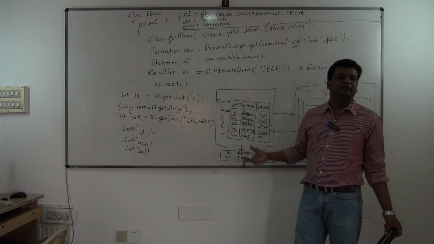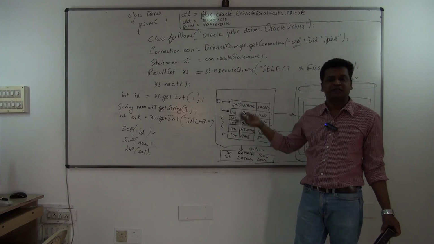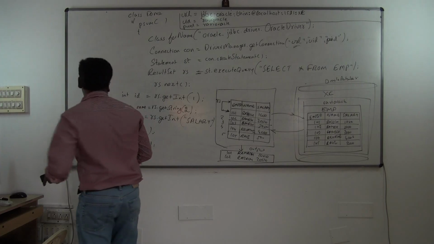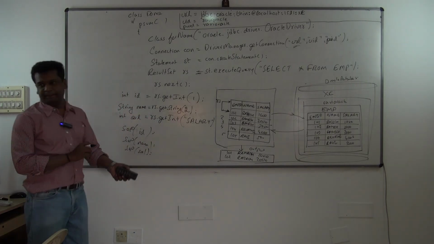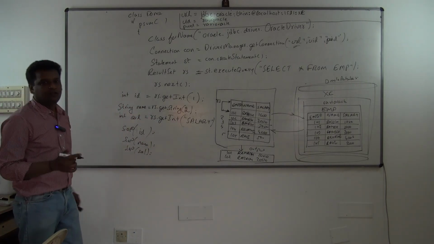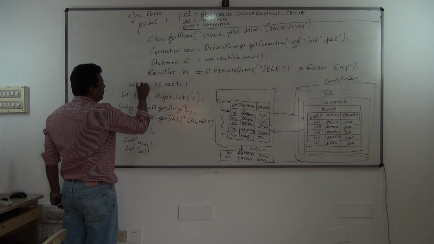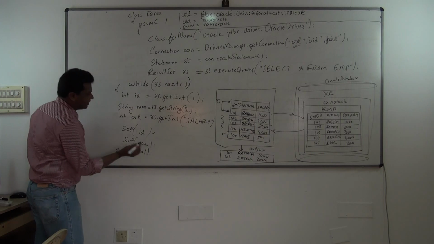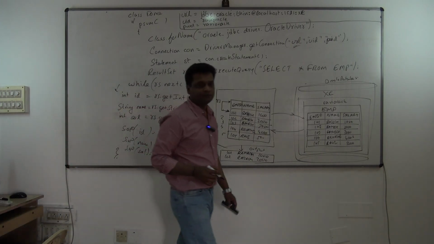Now who knows how many rows are there? 5 rows, okay. If there are 25 rows, can you go on telling again and again rs.next? It will be practically impossible. So what we do, we can set a loop. How will you set the loop? While rs.next, set the loop. Entire thing you put it in a while loop.